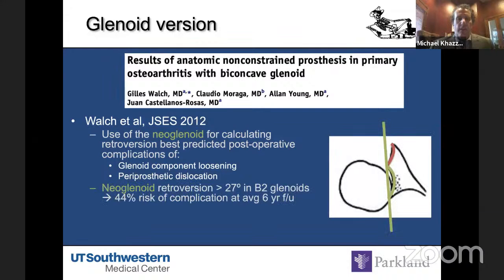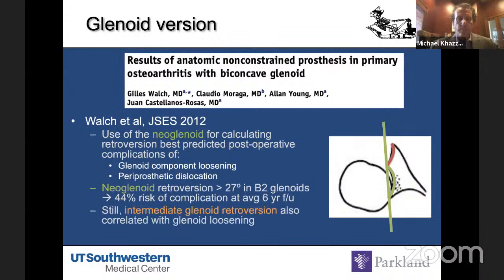So he found in this study in 2012 that neoglenoid retroversion of greater than 27 degrees in a B2 glenoid, if uncorrected and an anatomic shoulder placed in these settings, you have 44% risk of complication at an average of 6-year follow-up, indicating that B2 and B3 glenoids should be of concern in the anatomic setting. And again, this is why some folks have used augmented polyethylene components in the anatomic shoulders and reverse prosthesis to get around this difficult problem.